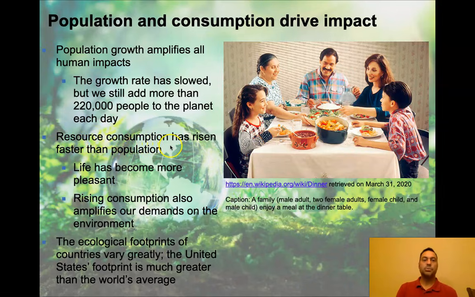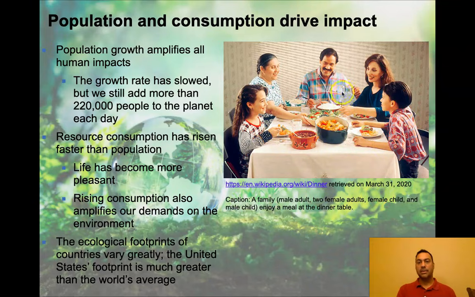So resource consumption has risen faster than population because people are becoming more affluent, right? Life has become more pleasant. So as those people come online and join the rest of us in the economy, they're also wanting to live better lifestyles. They want air conditioning. They want farms. They want to have a nice school. They want good libraries. And this isn't just in the United States. This isn't just in North America. This is happening worldwide. And eventually, they're going to want these things everywhere and get those things everywhere. But that requires resources. So rising consumption also amplifies our demands on the environment, which is one of the reasons why we're seeing so much environmental degradation happening at exactly the same time.